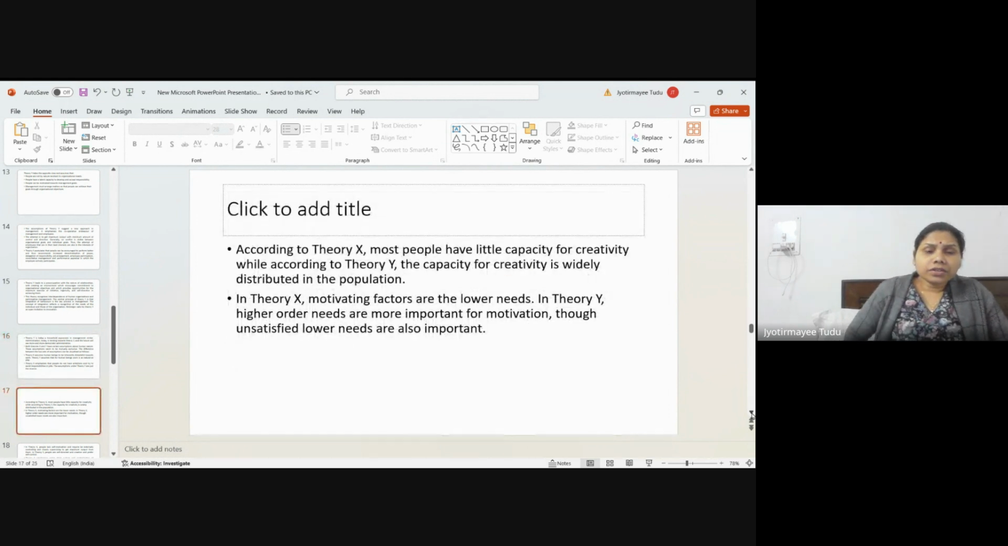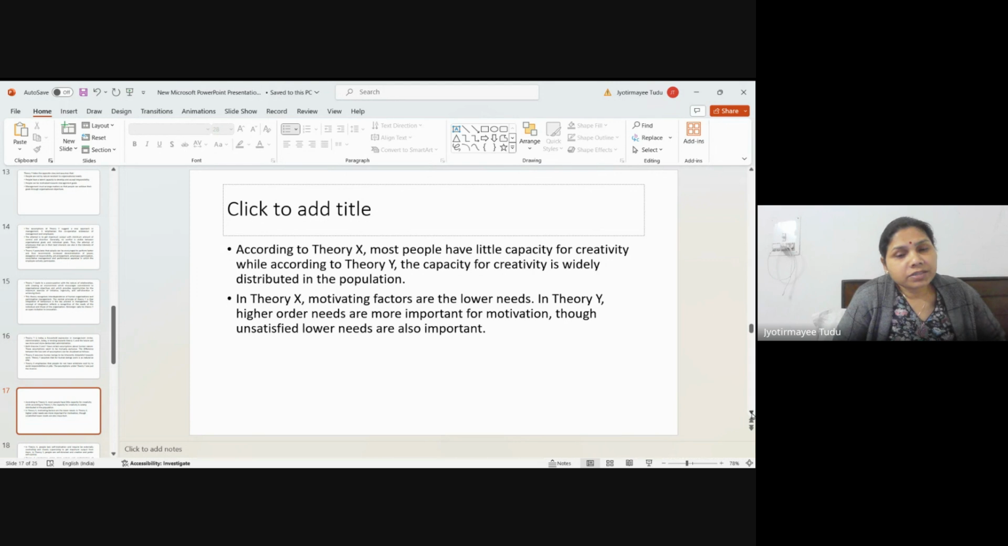Then according to theory X, most people have little capacity for creativity, while according to theory Y, the capacity for creativity is widely distributed in the population. So theory Y is essentially not viewing that a human being really does not want to take responsibility, or does not have the capacity, or that the capacity is specific to certain individuals, not to the larger population. Theory Y is rejecting all those propositions.